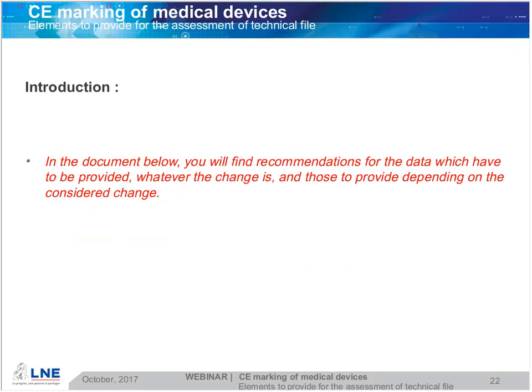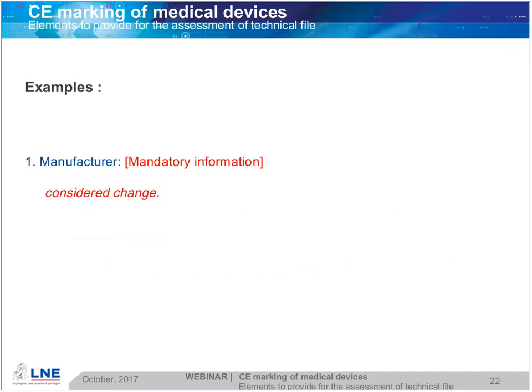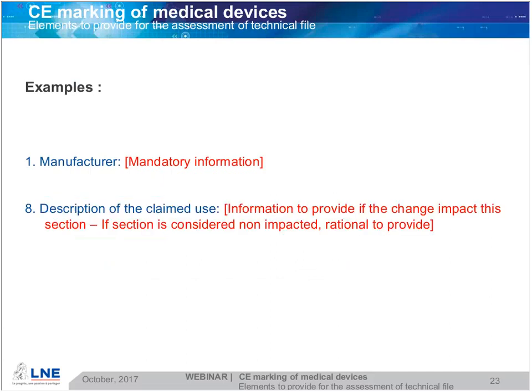So you will see in this list there is a difference between some information that needs to be provided whatever the change is, and the information that has to be provided but depending on the change itself. So I wrote you some examples. Section 1, for example, manufacturer, is mandatory information, whatever the change is.